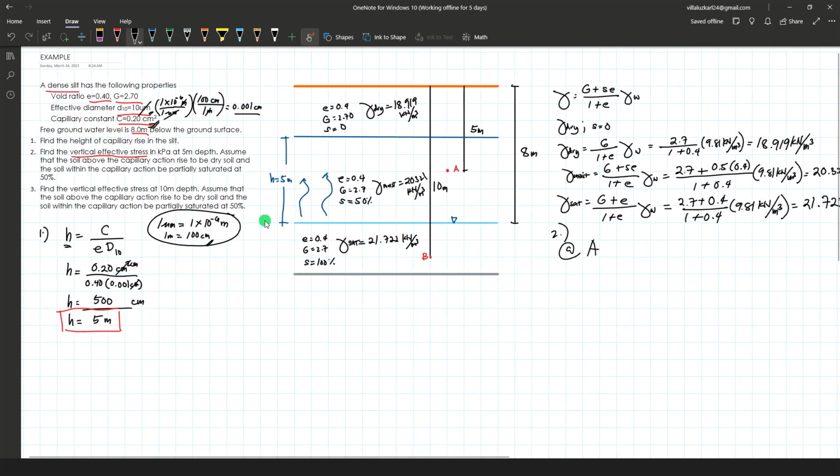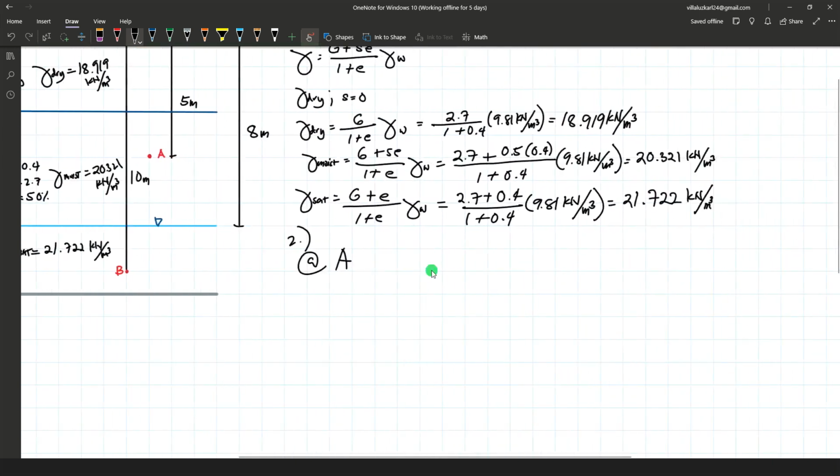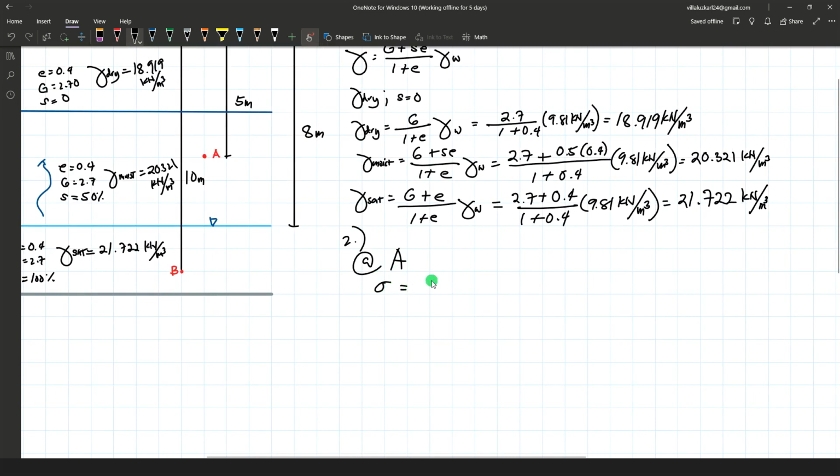So for number 2, since the only requirement here is the effective stress, we can solve that using this solution. So the general solution, we have the total stress is effective stress plus the pore water pressure. Or we can rewrite that by determining the vertical effective stress as just the difference of the total stress minus the pore water pressure. So let's solve the total stress first.